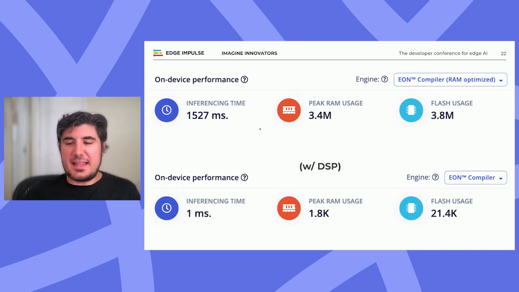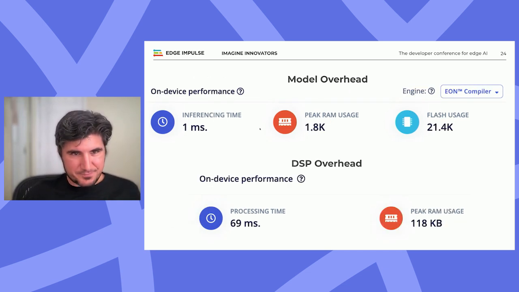And as you can see, that really pays off because we're an order of magnitude difference here on both RAM and flash. We're talking megabytes of RAM and flash for the convolutional network and kilobytes for the model attached to the DSP. Now, just to not slide anything under the rug here, you might be saying, well, the DSP has overhead. Yes, that's what this next slide shows.